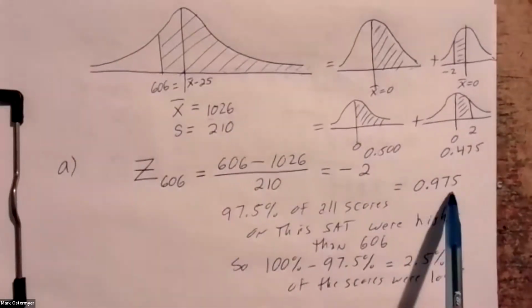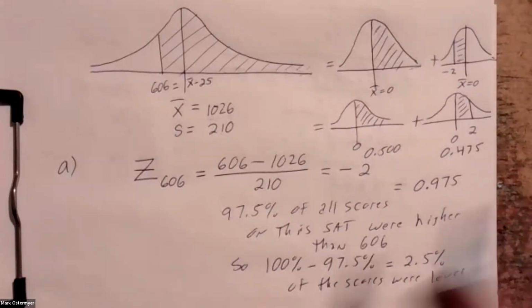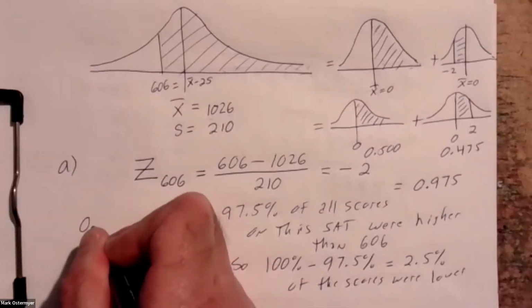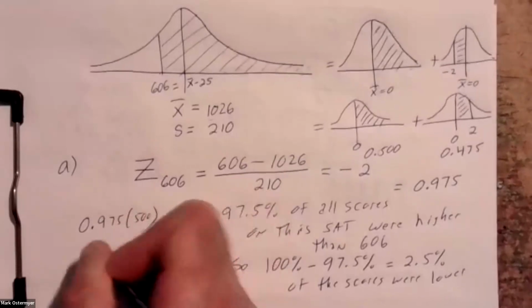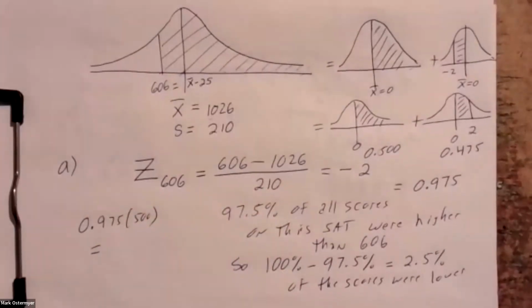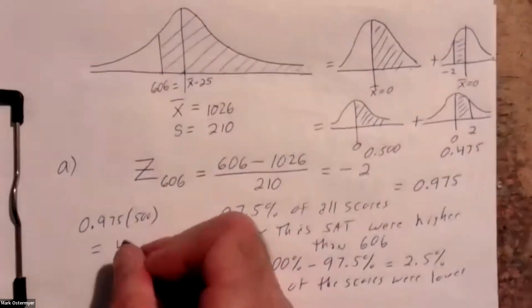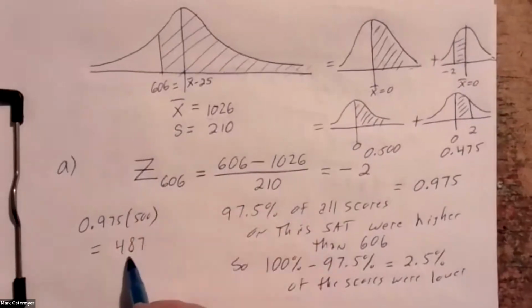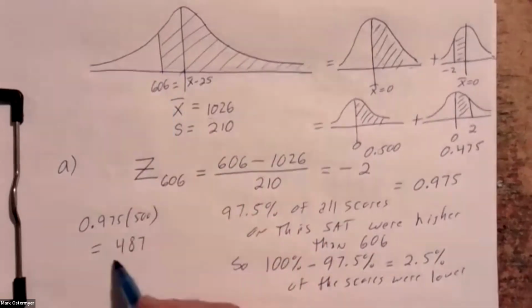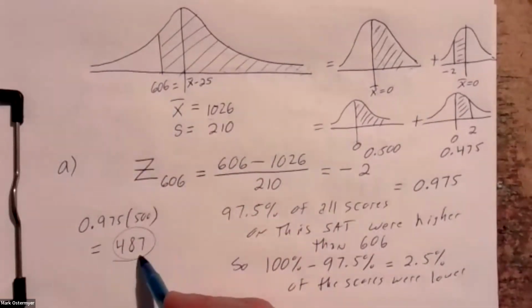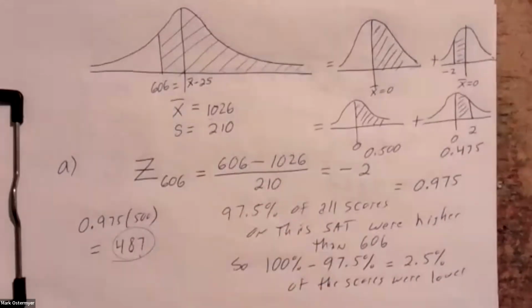Well, 97.5% of them. So you take 97.5% of 500, that's to say 0.975 times 500. And you would have the number of students out of 500 that scored better than 606. That would be a whopping about 487 students scored higher than your score of 606. That's not good. That's not good at all. That's a terrible score.